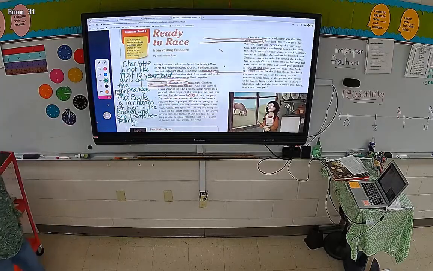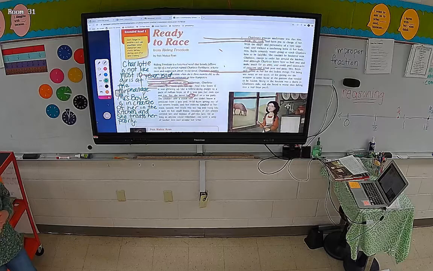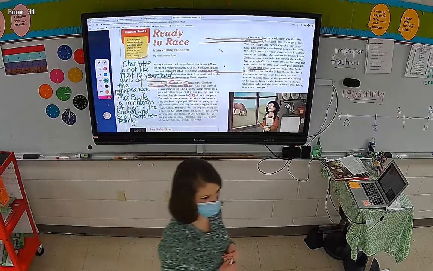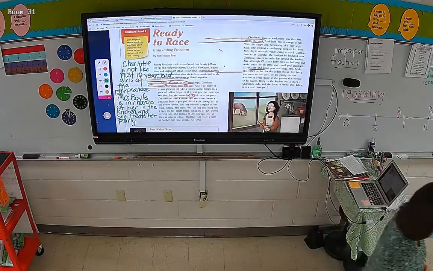And she treats her poorly. So we know Charlotte's a 10-year-old girl. She's not like the other girls at the orphanage. Miss Boyle's in charge of her in the kitchen, and she treats her pretty poor. Man, I bet Miss Boyle's life sucks too. Yeah, she has to go down there and deal with a bunch of girls every day. Not maybe all. Is it really all girls?